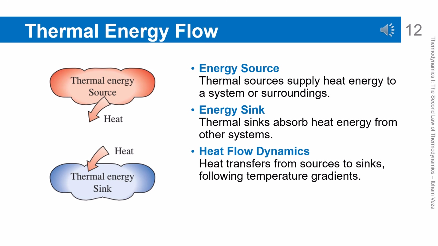Thermal energy flow. Thermal energy flow always occurs from a heat source to a heat sink. This direction is determined by temperature difference and never occurs spontaneously in the opposite way. The concepts of source and sink are essential to understand heat engines and cooling systems. All thermal systems operate by transferring heat from one temperature level to another. The second law ensures that this direction always has a natural constraint.